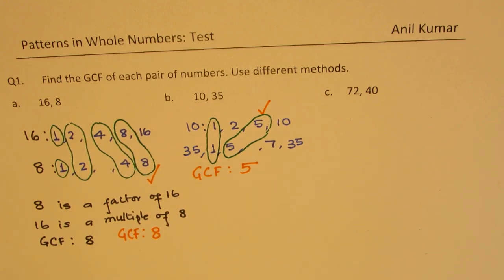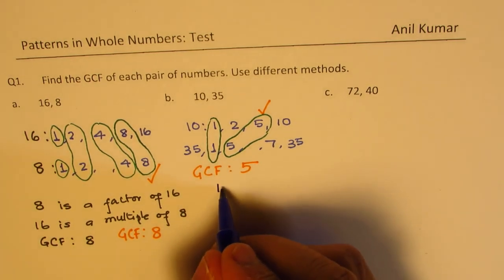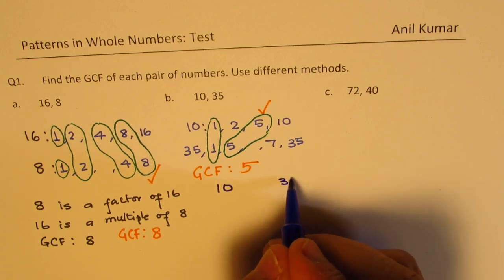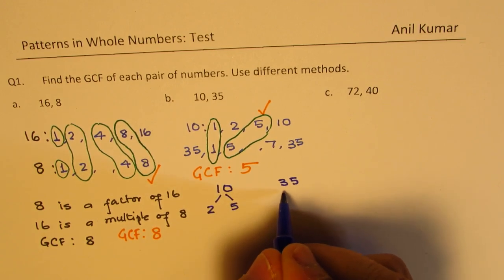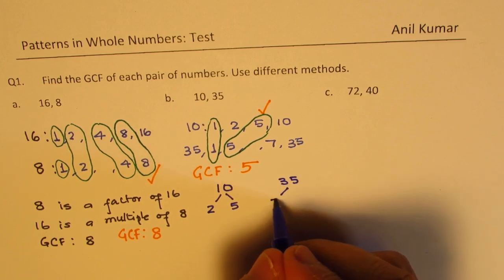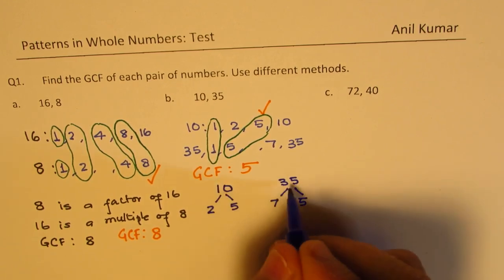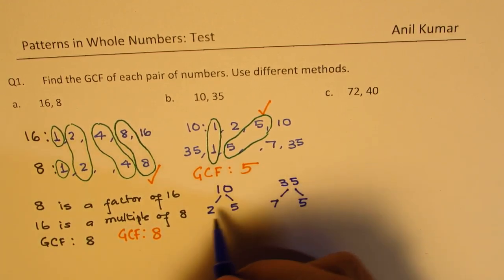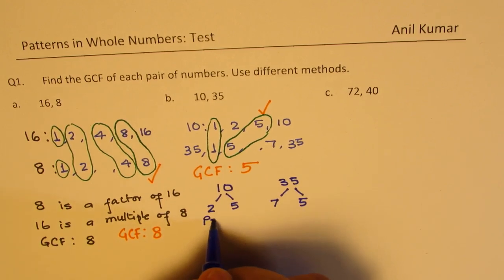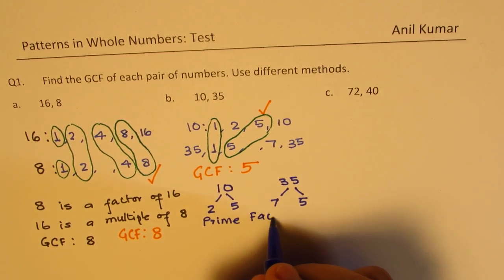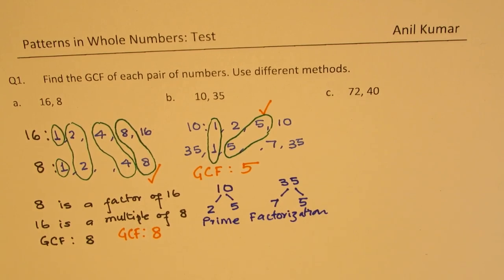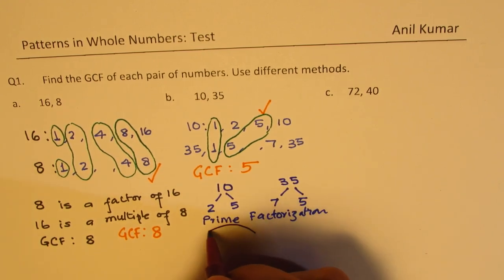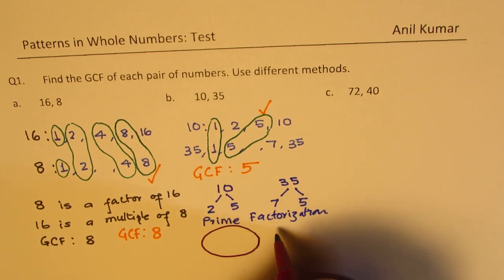Let me take opportunity to discuss the third method with you now. So we are looking into 2 numbers, 10 and 35. So we'll write down their prime factorization. 10 can be written as 2 times 5, and 35 can be written as 7 times 5. So this is prime factorization, correct? Now you can see from here that actually the common factor between them is only 5, and therefore that is the greatest common factor. We can actually combine it with the Venn diagrams, right?